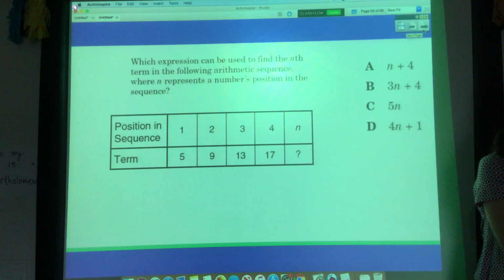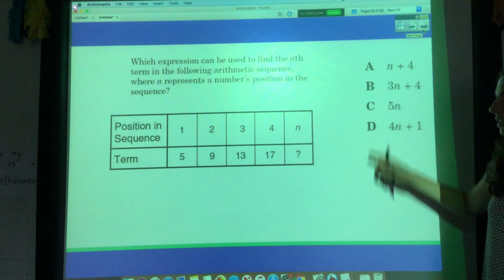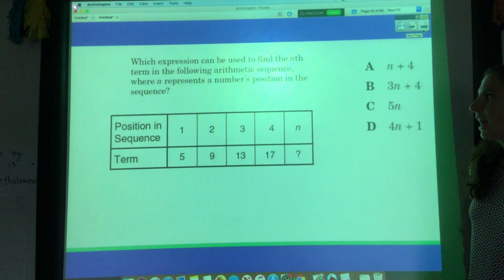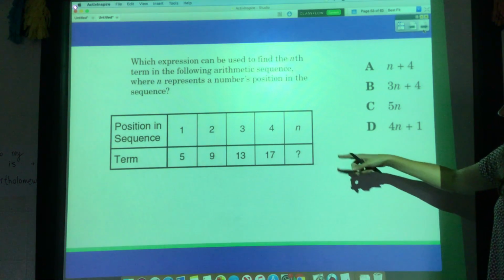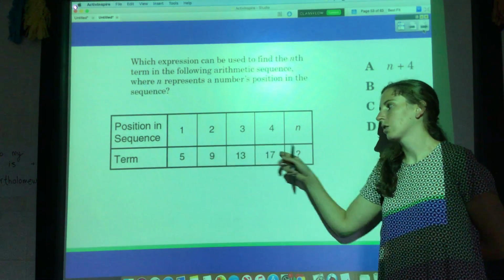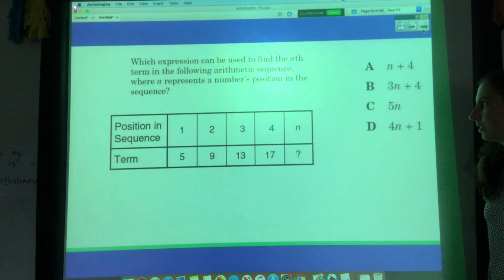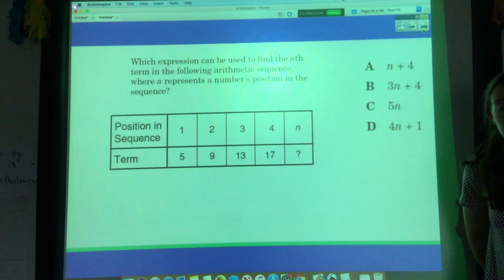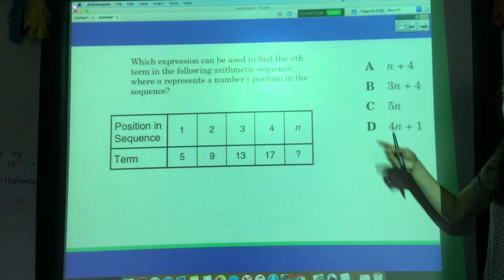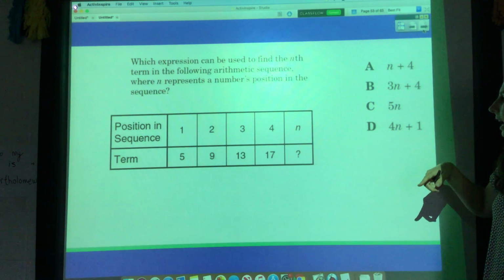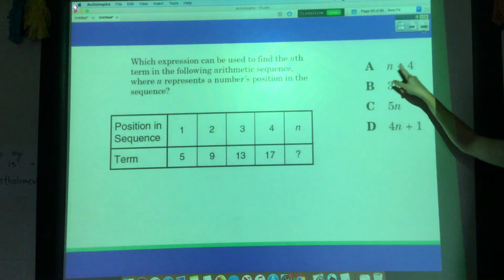All right, let's try another one. This one's multiple choice. Which of these expressions can be used to find the nth term in the following sequence? N is the position, and then this is the actual term. So in this case, you're going to need to write an explicit formula for it. Or you could also just test the answer choices. That always works too. Like, if you plug in 2 for n, are you going to get out 9?